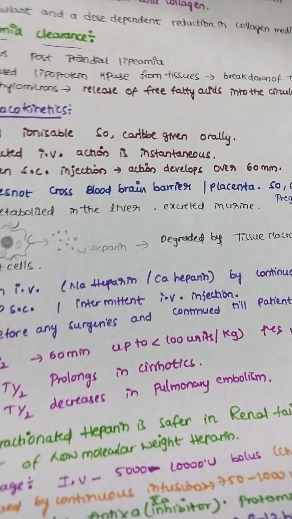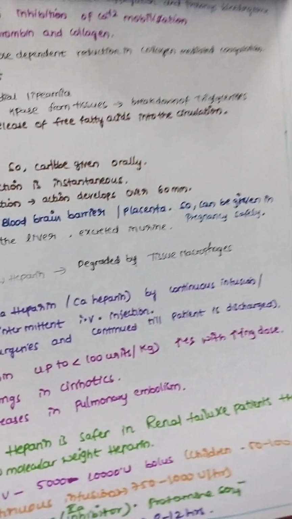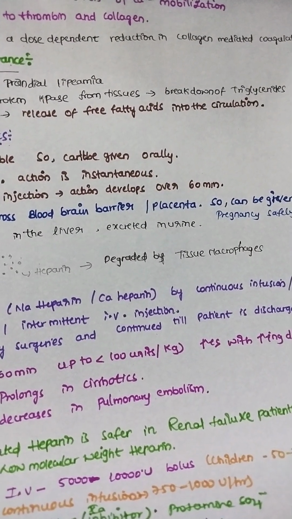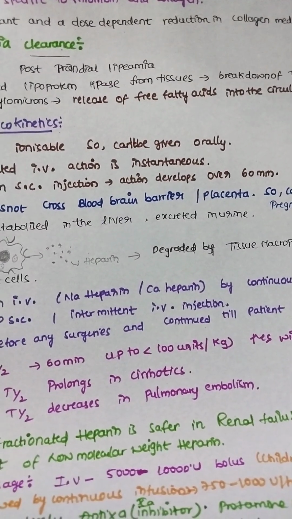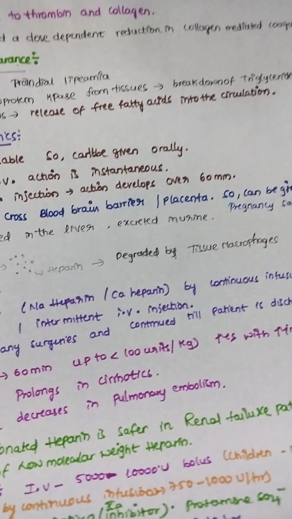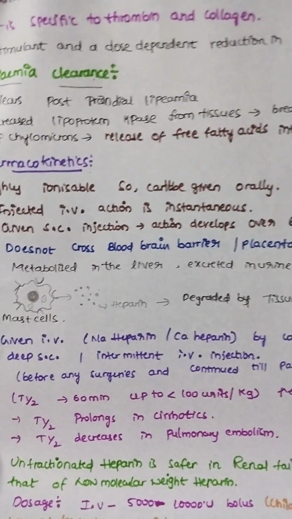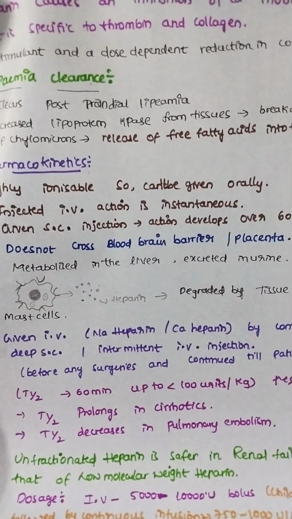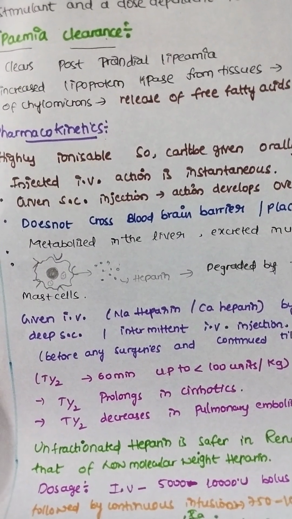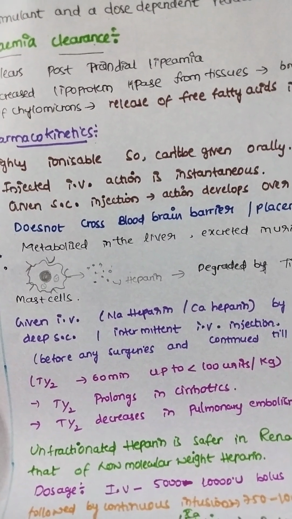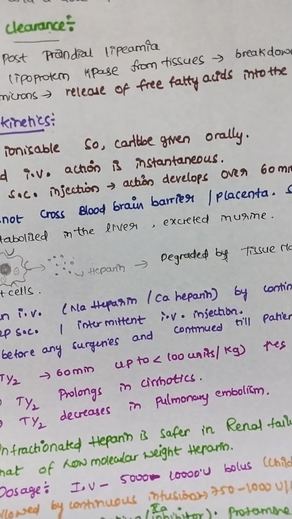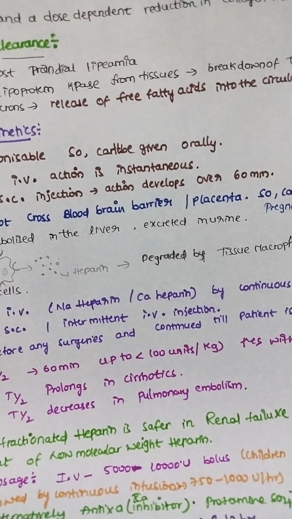Unfractionated heparin is safer in renal failure patients, because excretion is through kidneys only. But this is safer in renal failure patients than low molecular weight heparin, because its half-life is 1 hour, right? In low molecular weight heparin, the half-life will be prolonged.